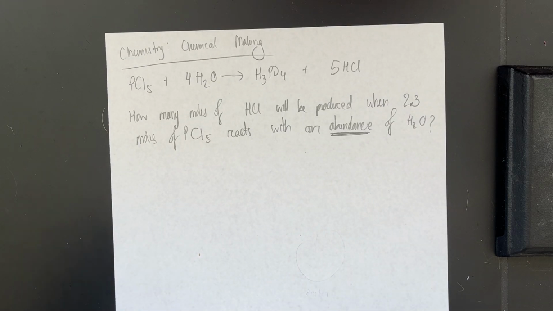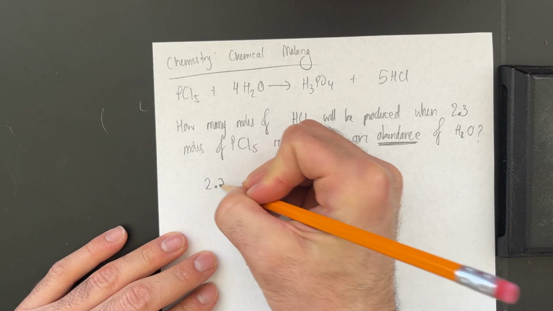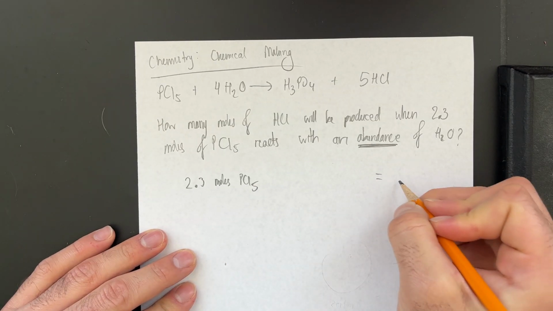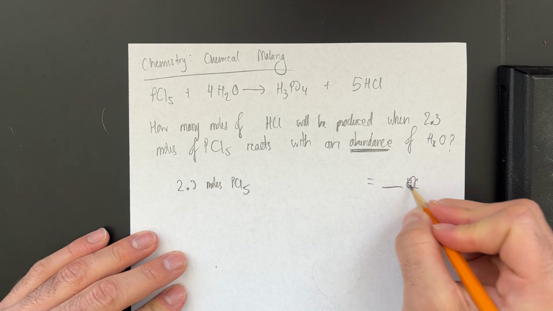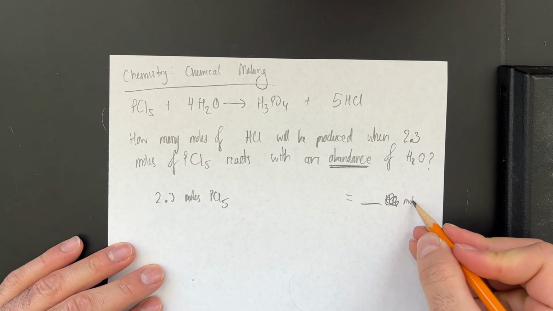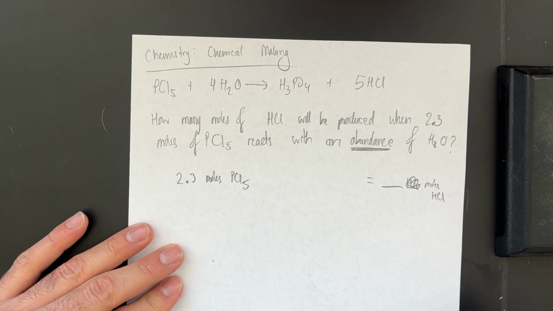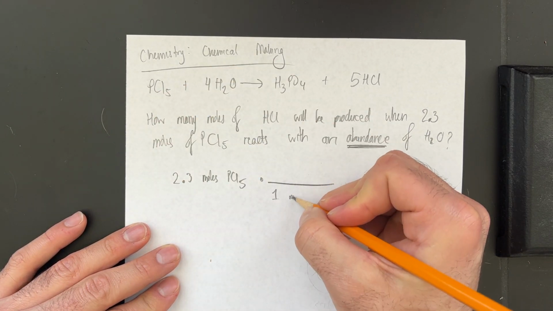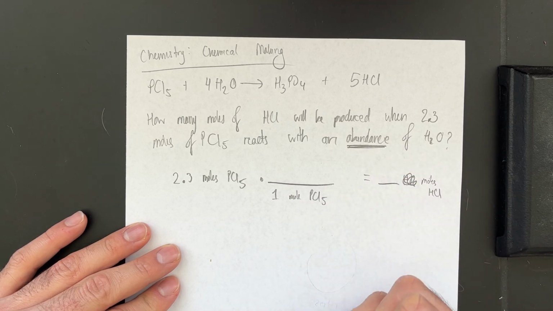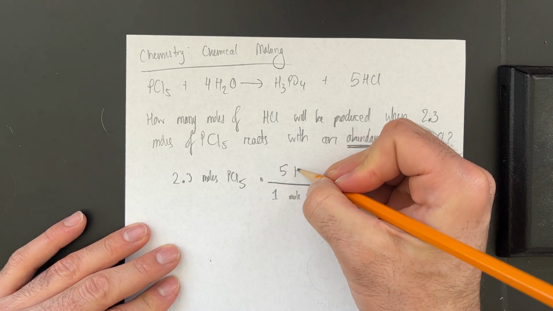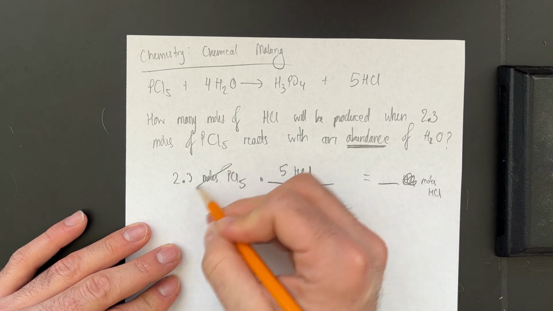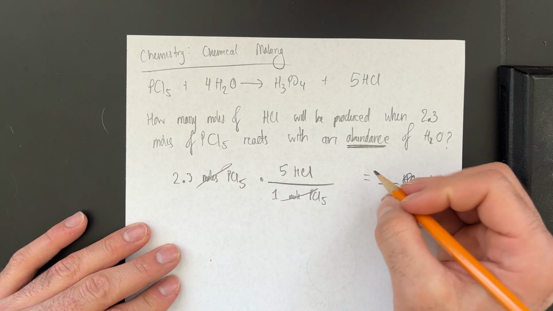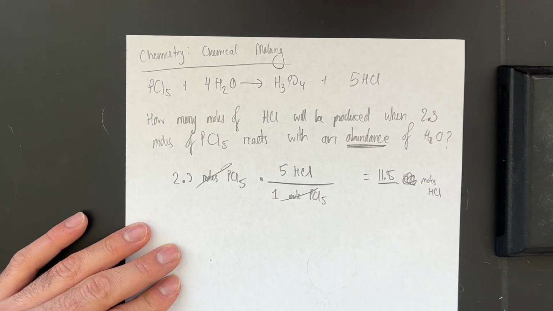Let's think. Well, if I have 2.3 moles of PCl5, how much HCl can I make? And sorry, I'm going to write moles of HCl. How many moles of HCl can I make? Well, every 1 mole of PCl5 is going to be able to produce 5 HCl's. And so in that situation, 5 times 2.3, that's going to be 11.5, right?